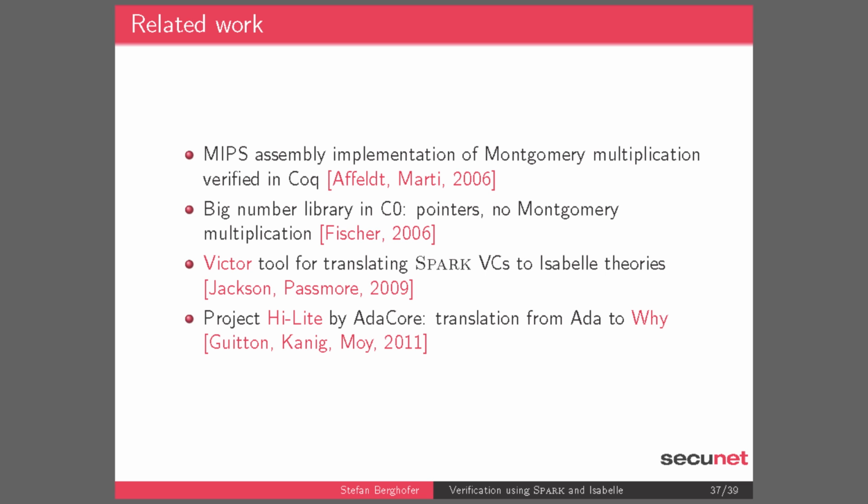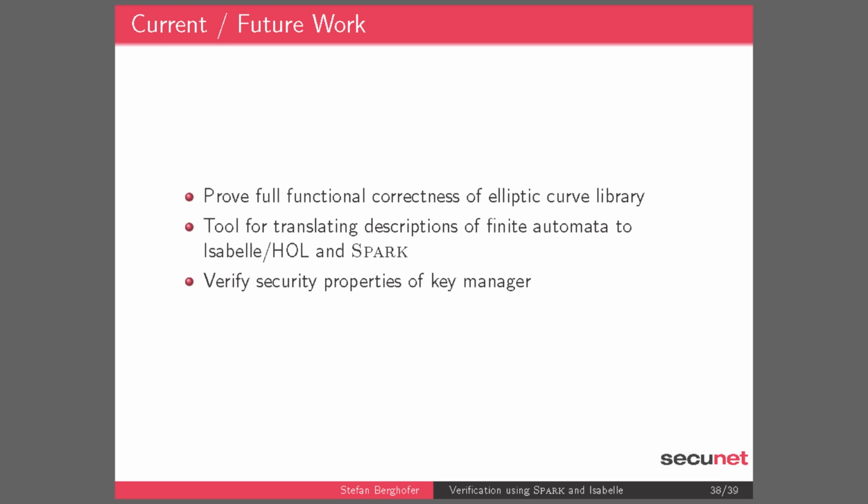There's also some future work that we are thinking of. We've also used this big number library to implement a library for elliptic curve cryptography. Currently, we've just proved absence of runtime exceptions, but we'd like to prove full functional correctness as well. We're working on a tool for translating descriptions of finite automata to Isabelle HOL and Spark. Actually, lots of these components in the multi-level workstations are just finite automata. And we would like to verify security properties of the key manager as well.